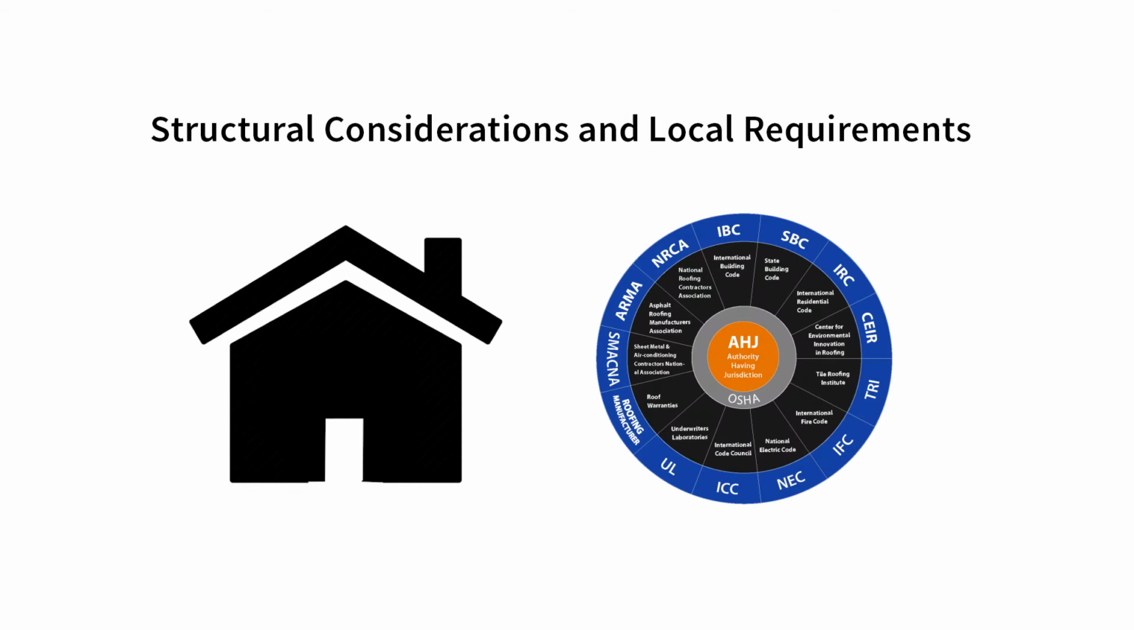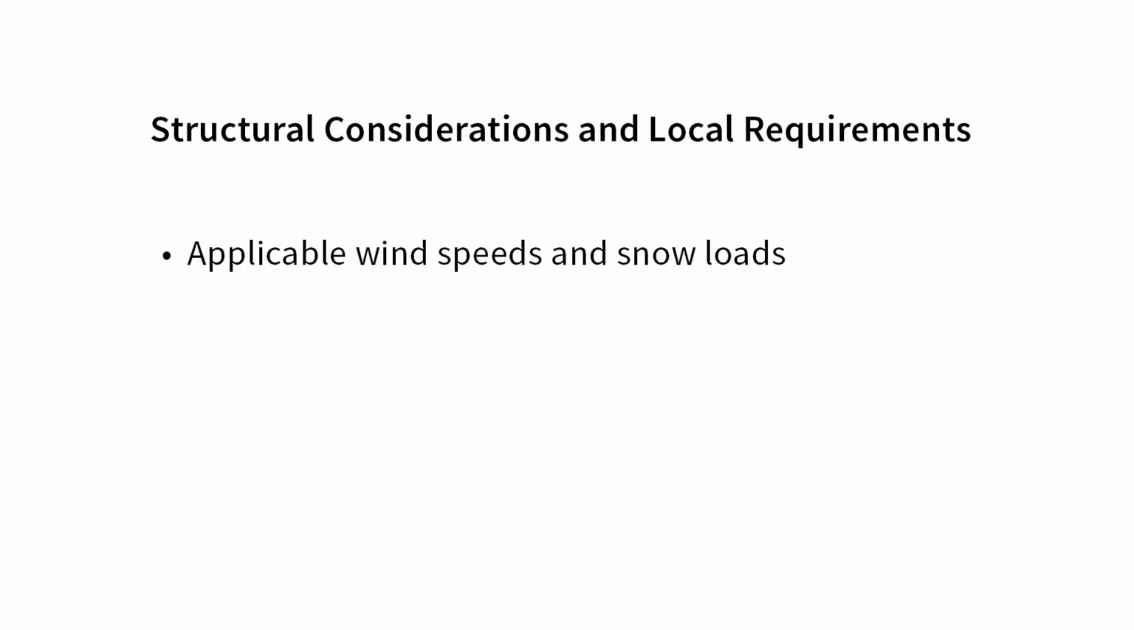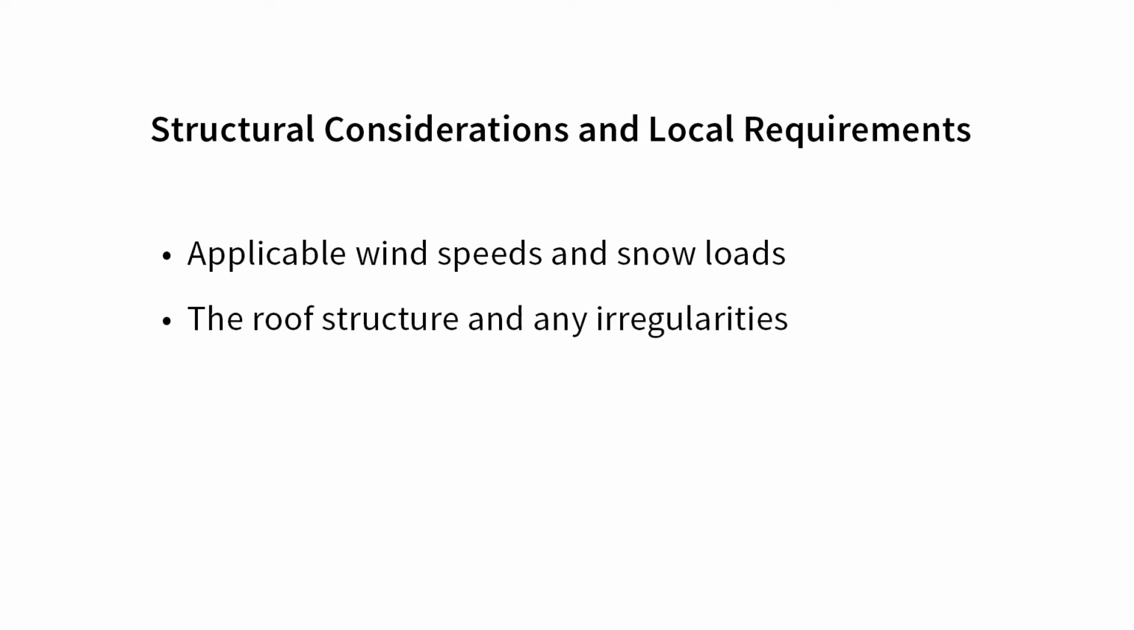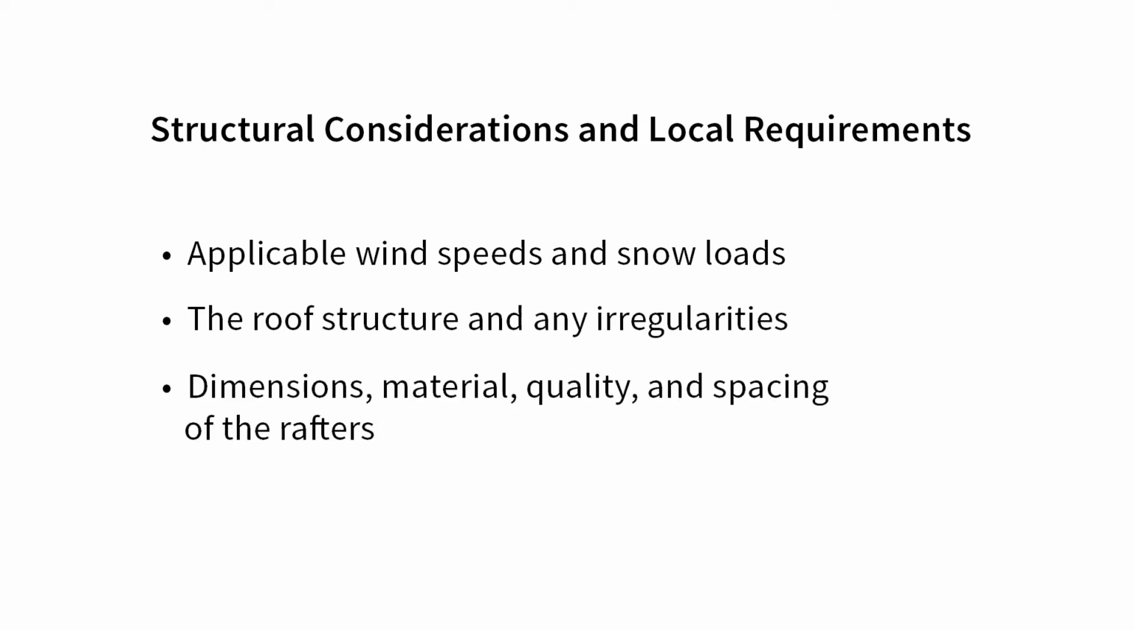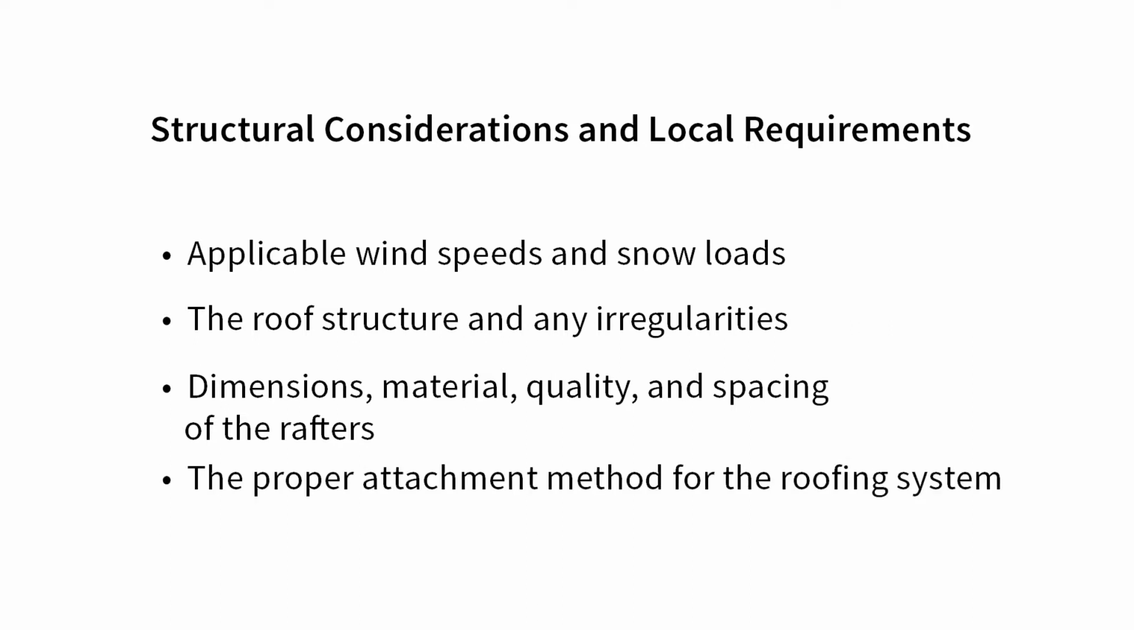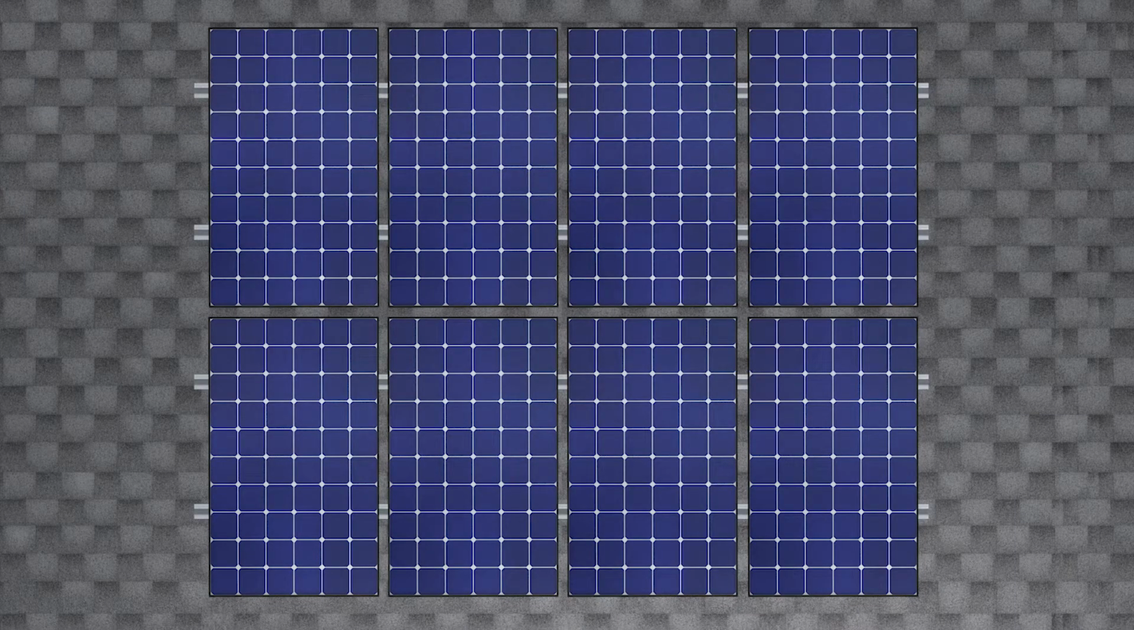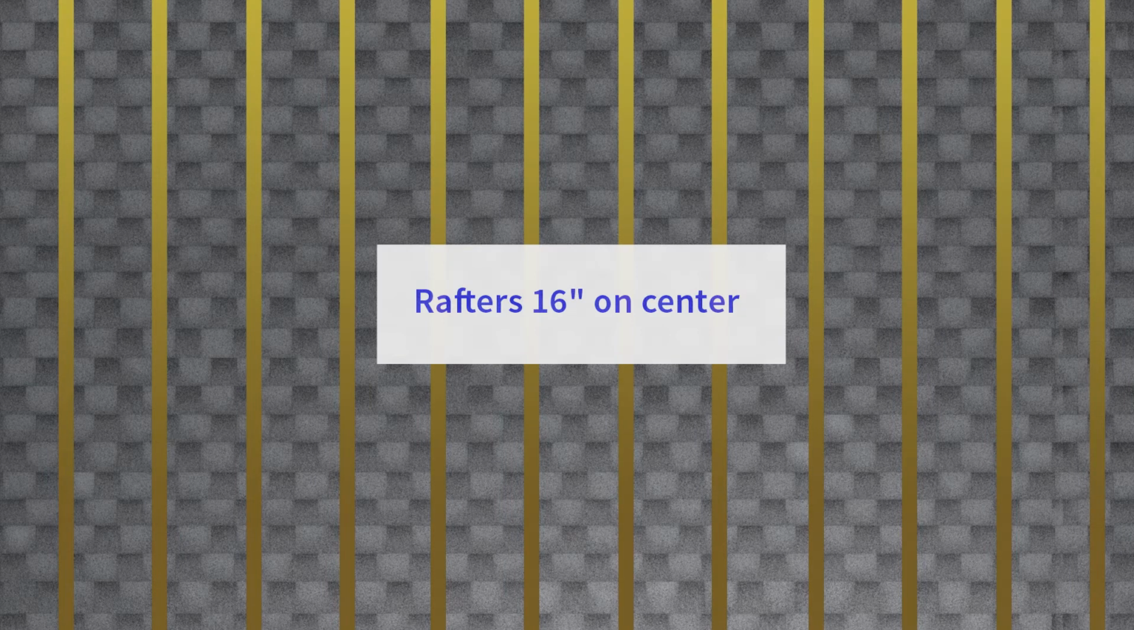QuickMount PV recommends that you assess structural considerations and local requirements before ordering QRail. In particular, acquaint yourself with applicable wind speeds and snow loads, the roof structure and any irregularities, dimensions, material, quality, and spacing of the rafters, and the proper attachment method for the roofing system. After considering these factors, to determine the roof attachment locations, you will need to take into consideration the following metrics.